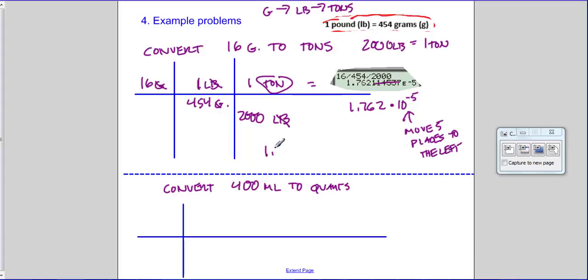So if I have 1.762, move decimal point 5 places left, that's 1, 2, 3, 4, 5. Put a decimal point and then add placeholder zeros. So this is 0.00001762 tons. And I just chose to round it to here. I could have chosen somewhere else. I could have rounded it to the nearest tenth, and that would have been 1.8 times 10 negative fifth, which would have been 0.000018 tons. Okay, so that's a very relatively small number.